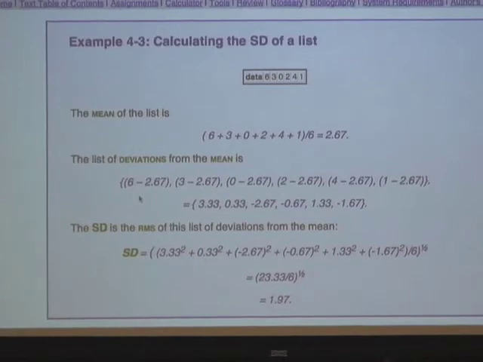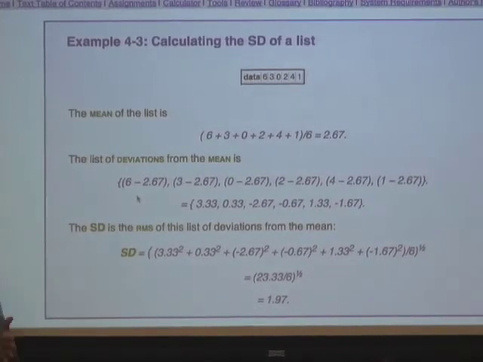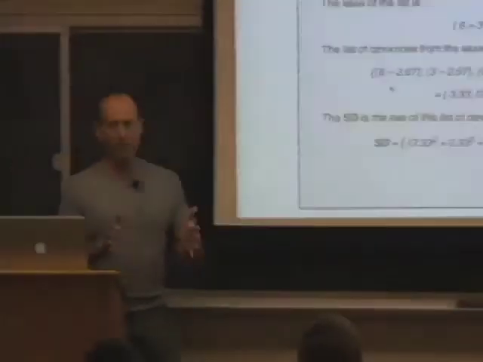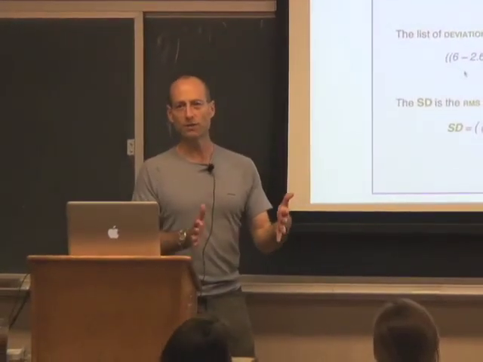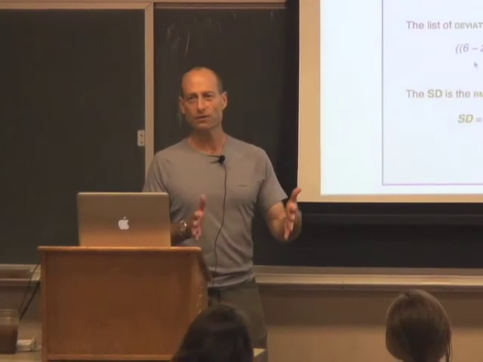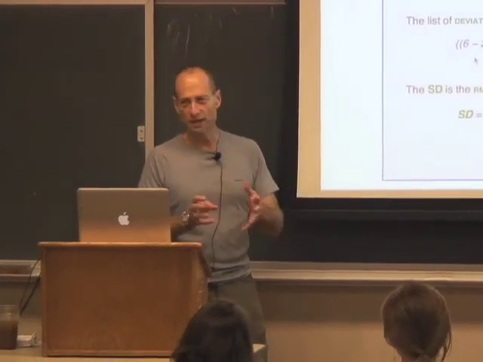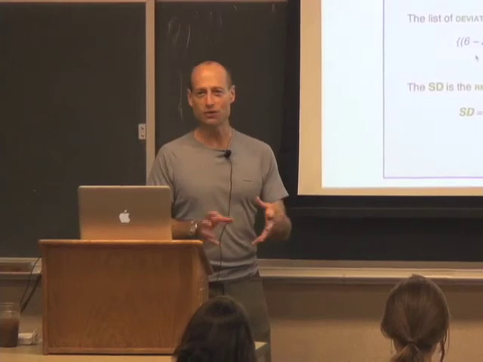Okay? So what is this telling us? It's giving us an idea of, on average, how far away an element of the list is from the mean of the list, where what far away means is the square of the difference. We're looking at the square root of the average squared distance from the mean.